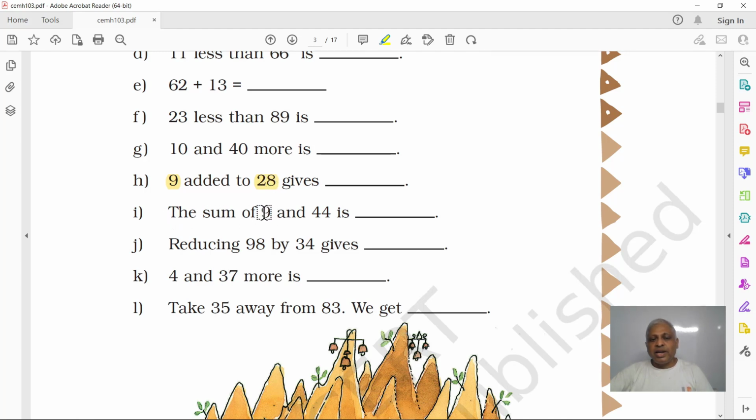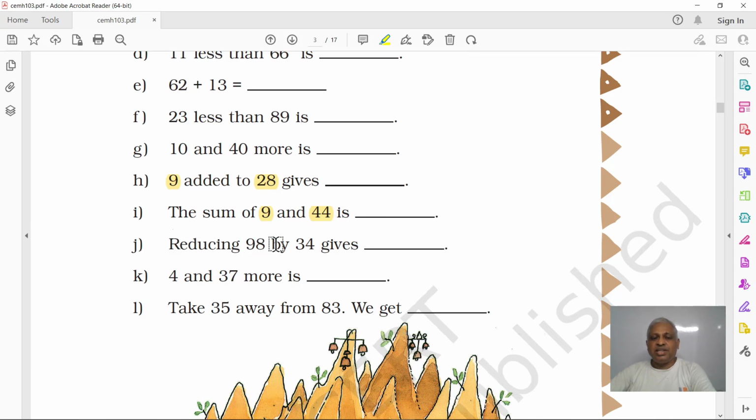Next, below one, 9 and 44. So here you can take 6 from this and add to this 44. It becomes 50, and you can add remaining 3 to this. So 50 plus 3 is 53. Otherwise, take 1 from here, 44, and add to this. This will be 10. Adding 10 to any number is easy, right? So this will be 10, this will be 43. 10 plus 43, 53.